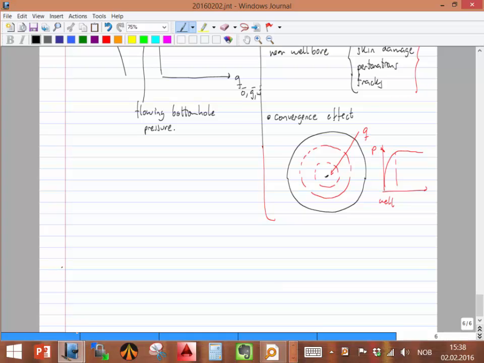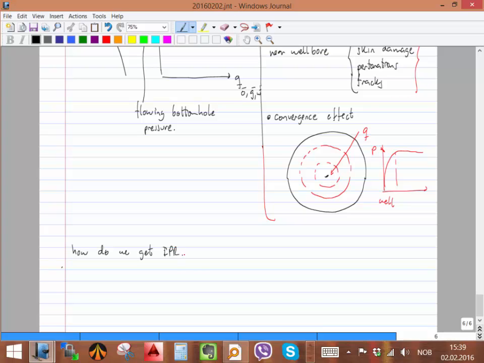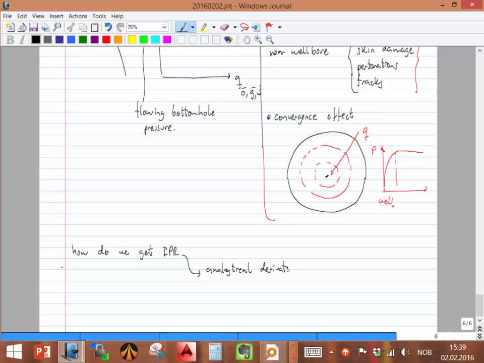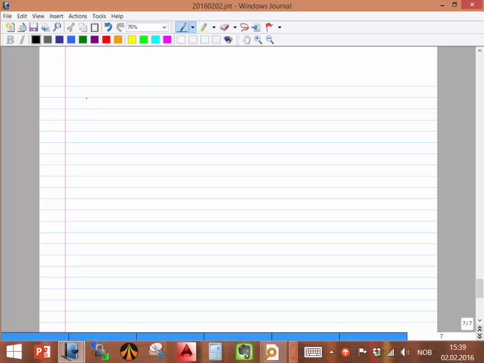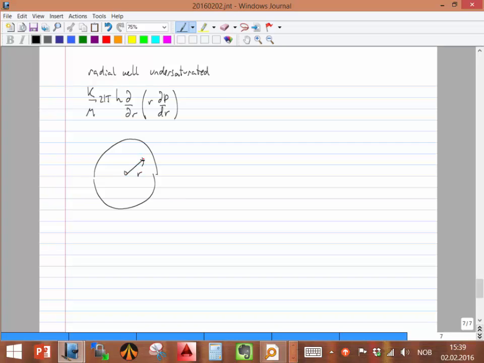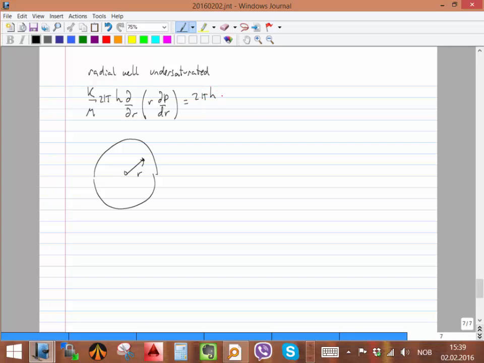So how do we get IPR? We can get IPR either from analytical derivation, and that's what I'm trying to get, that expression from here. Basically I'm using the partial differential equations of the reservoir. In this case it's a radial well, and undersaturated, I'm assuming that there is no change of phase there. r is just the distance from the well. If we assume that there is a circular boundary, r is the distance of any point from the well, and this is describing the flow of the fluid through the formation.